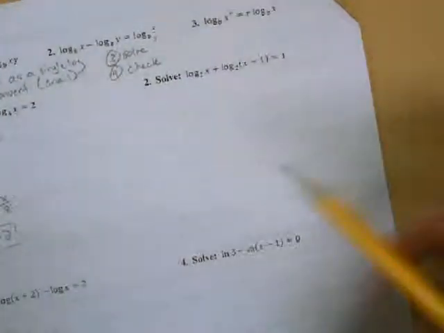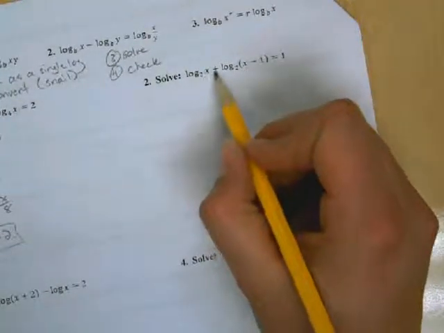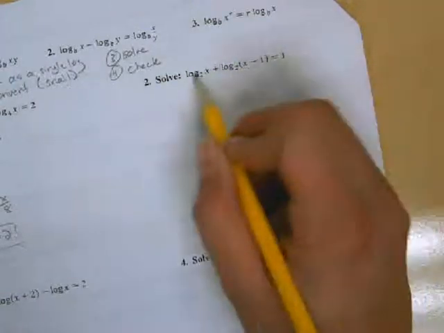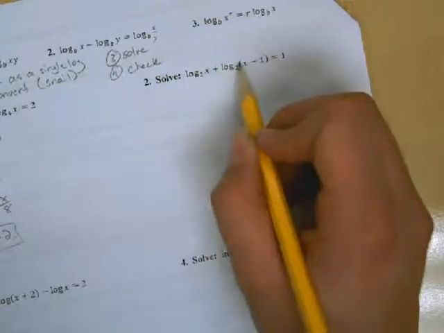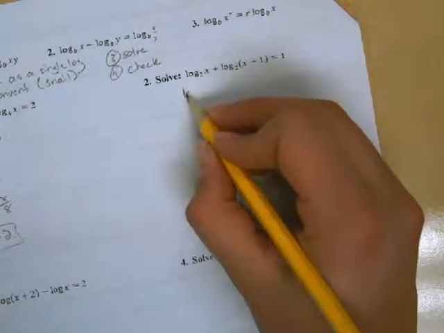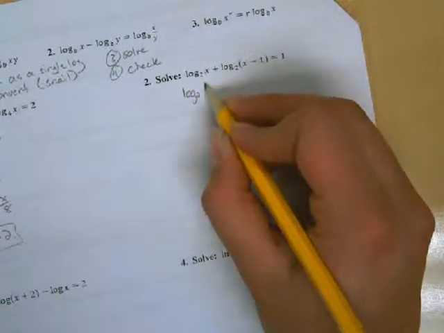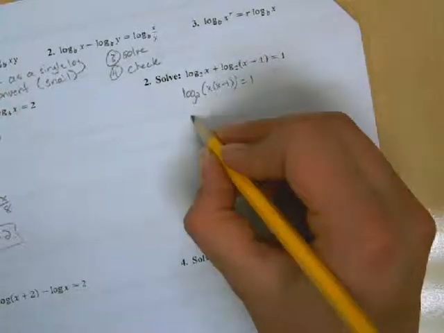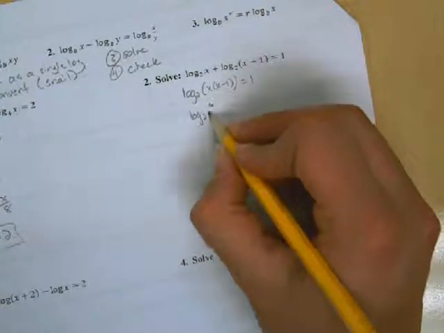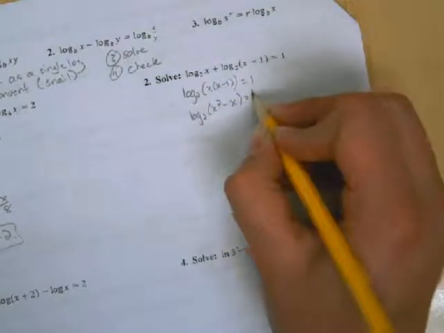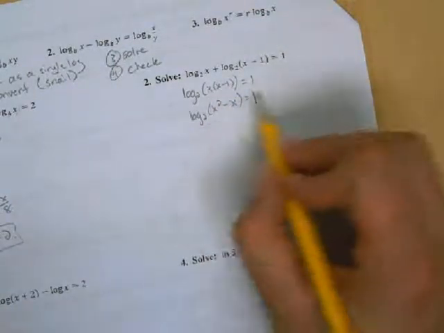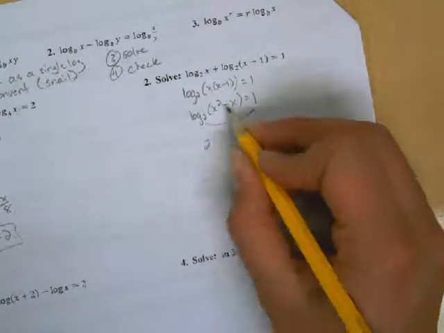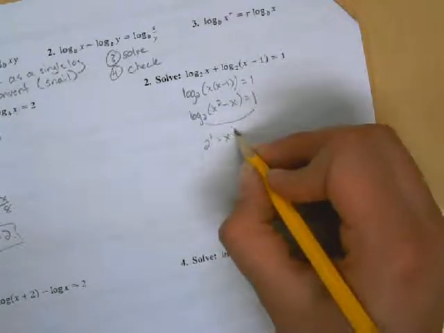So for instance here, log base 2 of x plus log base 2 of x minus 1 equals 1. Well, the easiest way to go about this is, since I'm adding two logarithms with the same base, I can multiply. So I would get log base 2 of x times x minus 1 equals 1. Distribute there, so you get log base 2 of x squared minus x equals 1. Well, that's step 1. I wrote it as a single logarithm. Now convert. So 2 to the first power, which is just 2, equals x squared minus x.